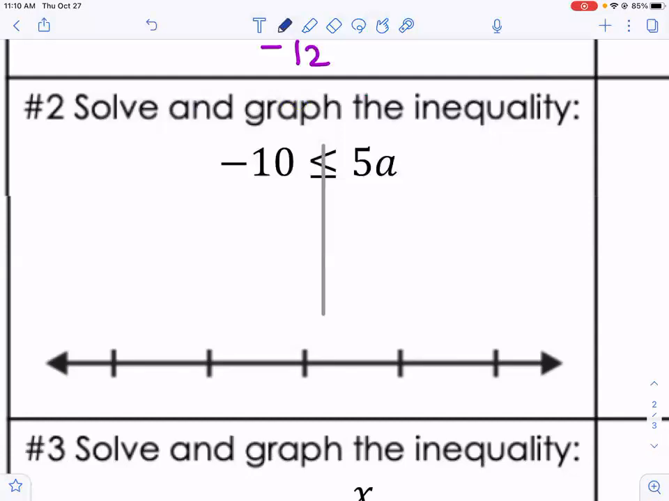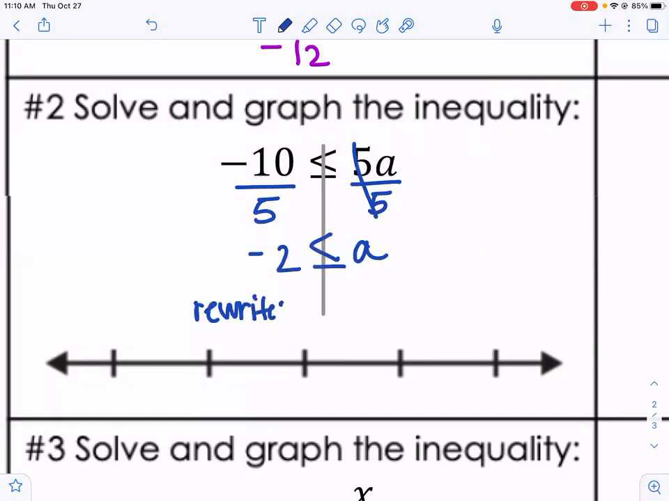Olivia, what do we need to do to both sides in number 2? Divide by 5 on both sides. So the 5s cancel out. We have A, we keep the same sign. And so what's on our left side? Crickets. -2. All right. I really hope that you rewrote this. A is greater than or equal to -2.